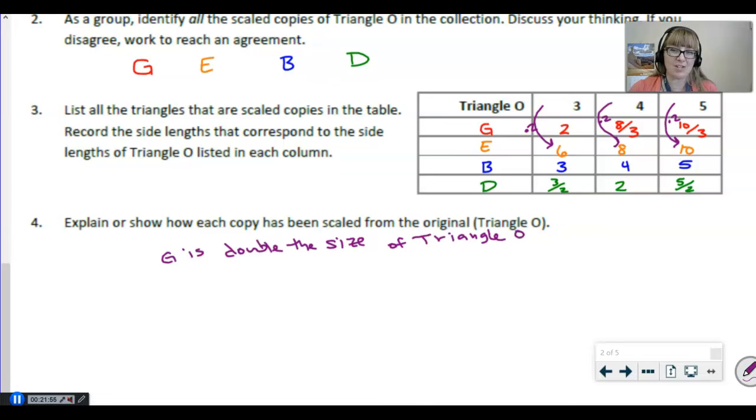The next one I'm going to talk about is triangle B. How did it change? 3 to a 3, 4 to a 4, and 5 to a 5. That one actually did change by multiplying by 1, which we know really isn't a change at all. But we can acknowledge that that same multiplicative relationship is happening, we're just multiplying by 1. So let's make note of that. B is a same size copy.